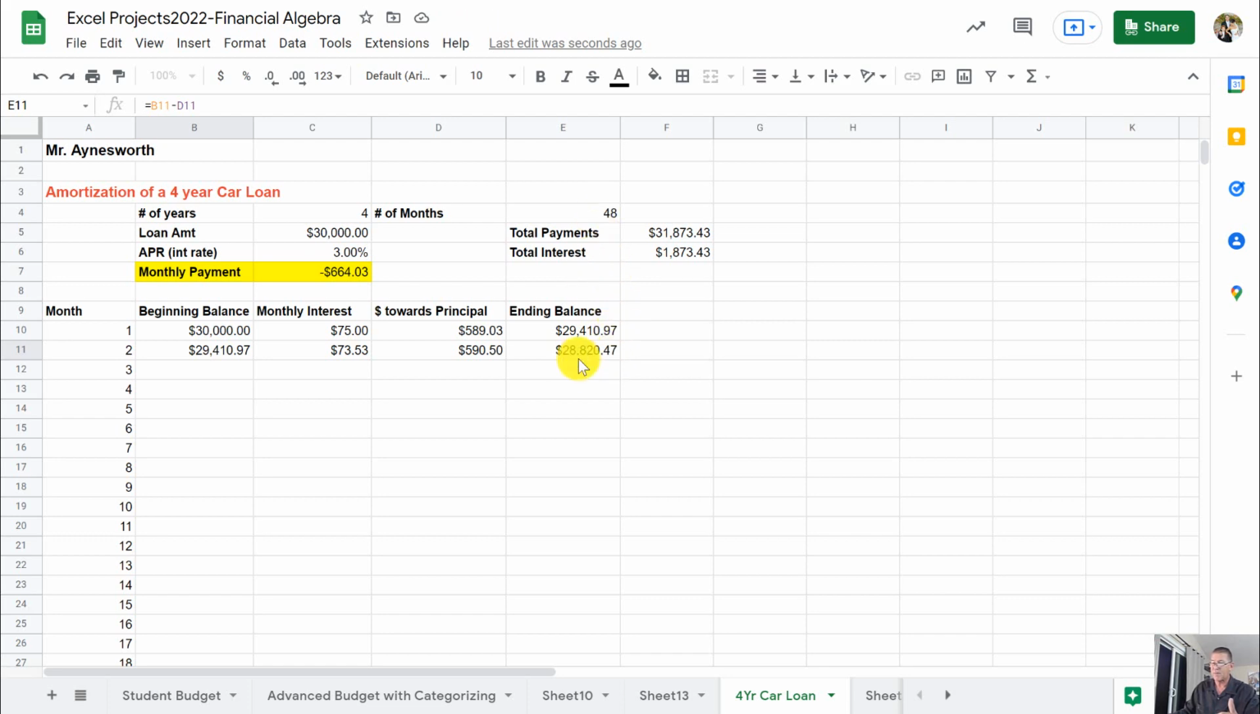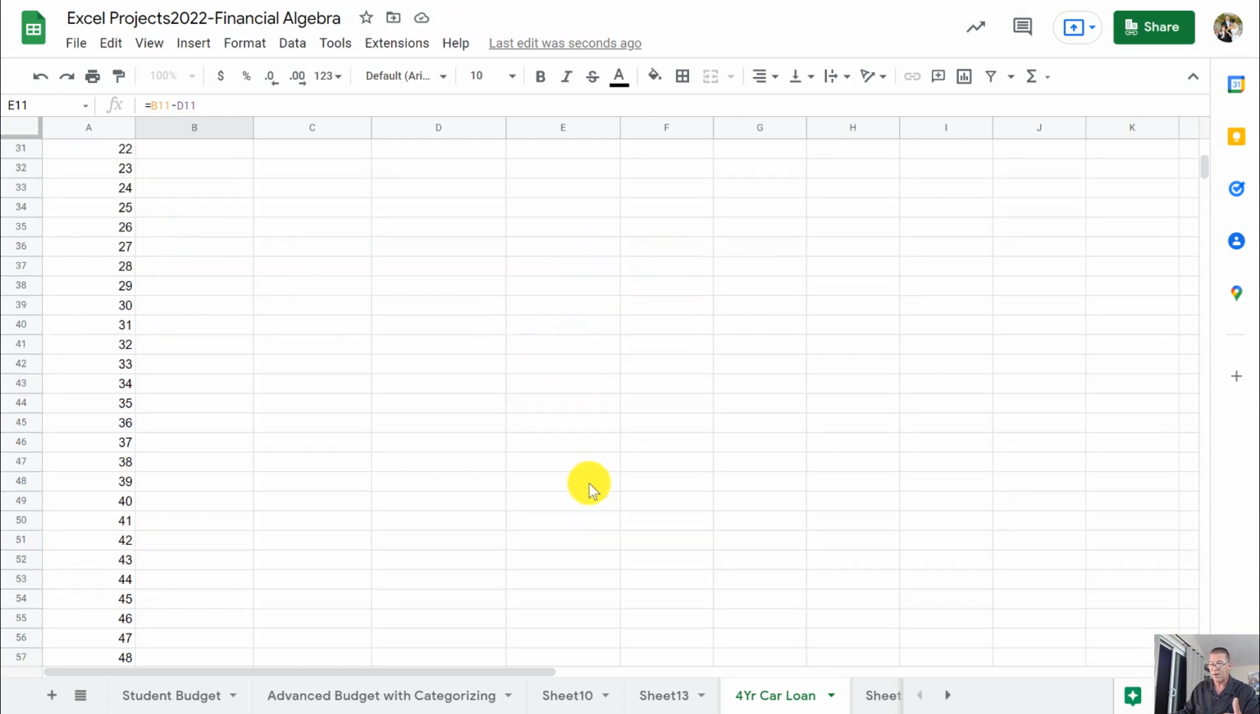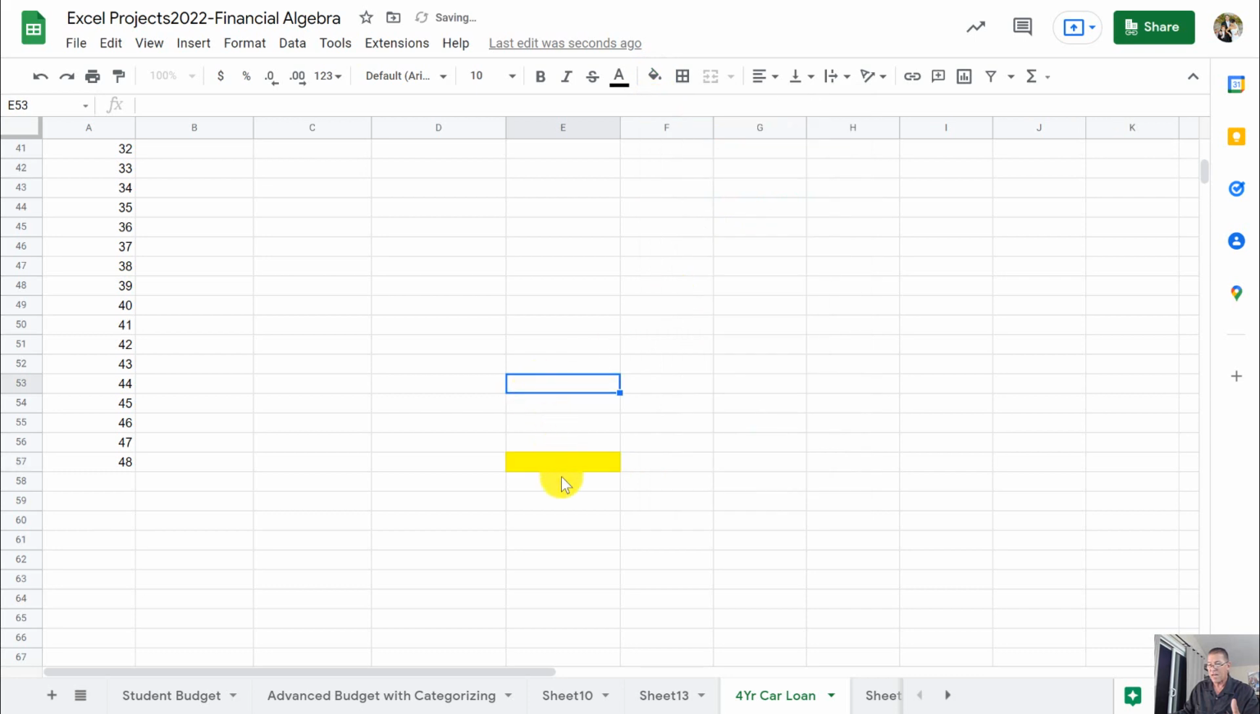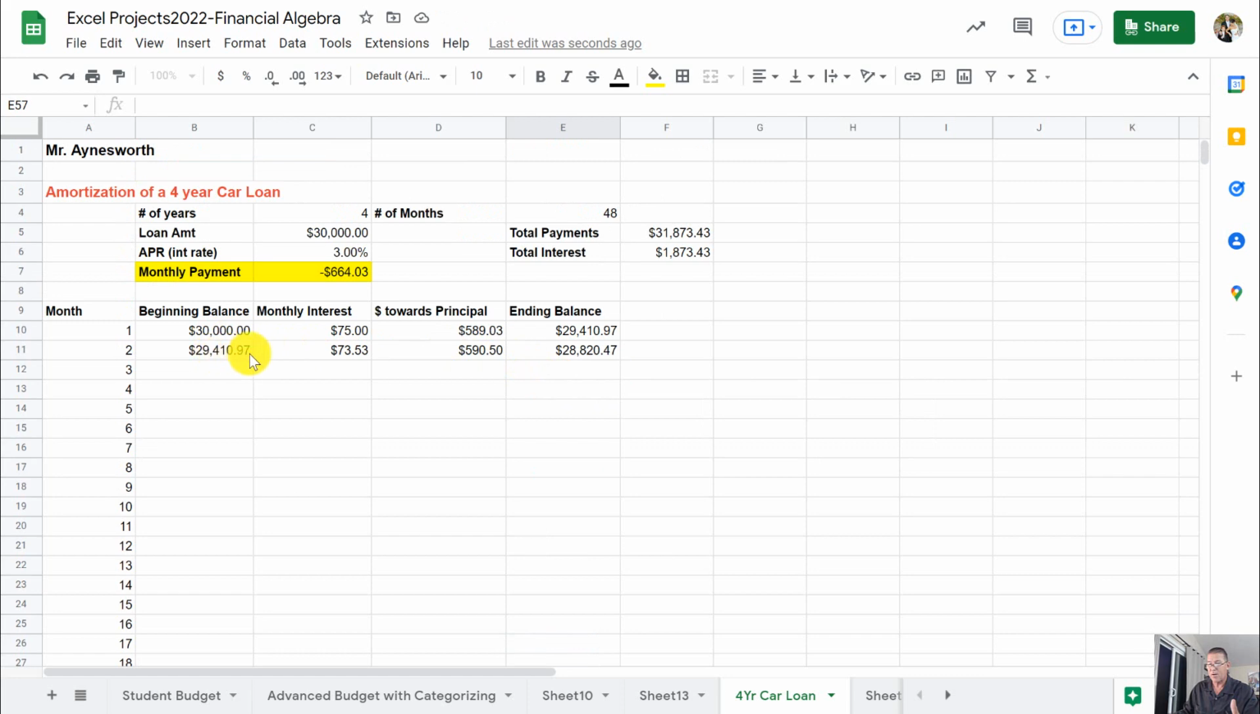So after 48 months, if we do this correctly, down here at the bottom, at the 48th month, this one right here should be 0. That last number should be 0. So let's go back up here and take our formulas, which are located in these 4 cells.